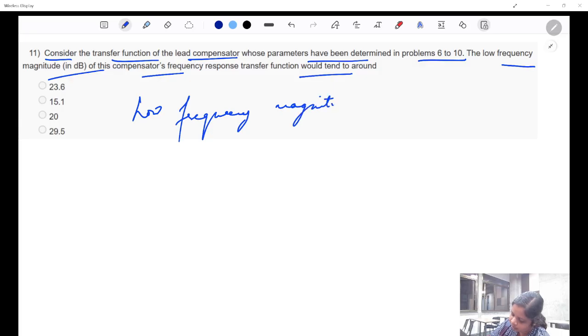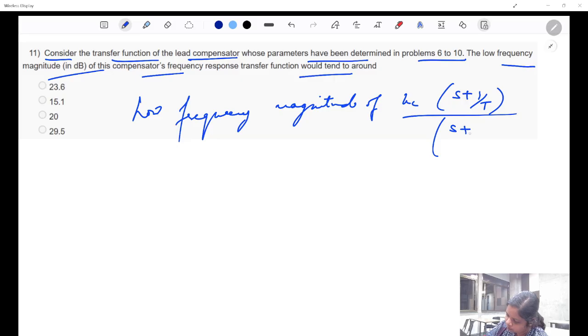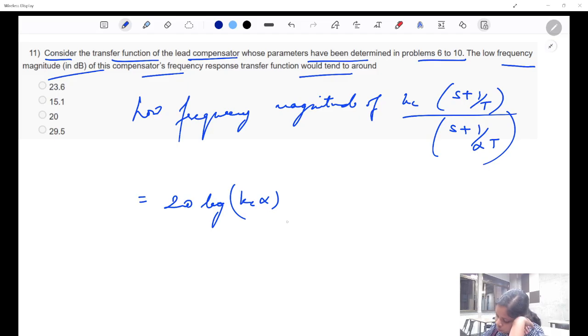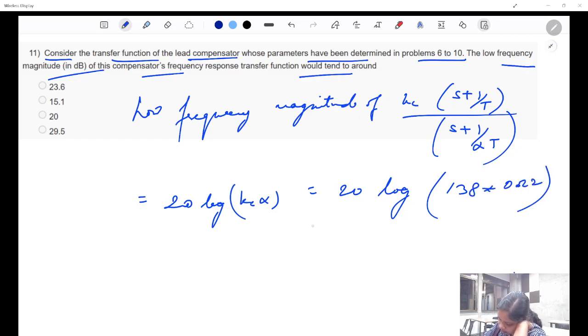The low frequency magnitude of Kc into (s plus 1 upon T) upon (s plus 1 upon alpha T) is 20 log Kc alpha, right? Because as soon as you put the value of s to be 0, you'll get it to be Kc alpha. From here you can put 20 log Kc, where the value of Kc is 138 and alpha is 0.22. Can you tell me what is the value that we are getting in dB?